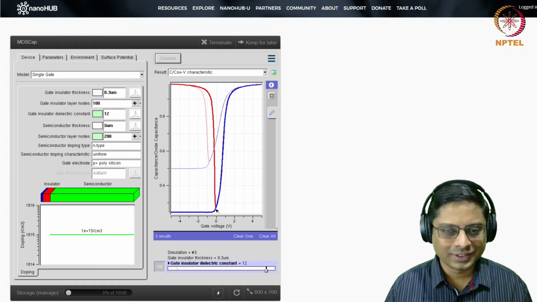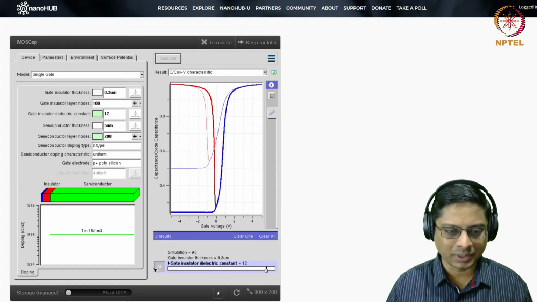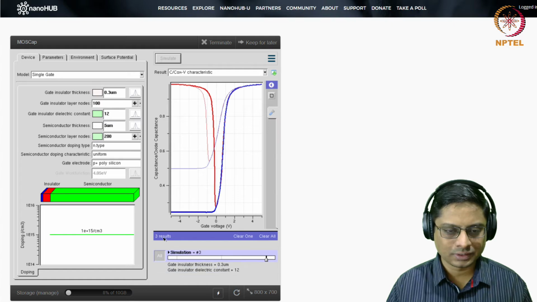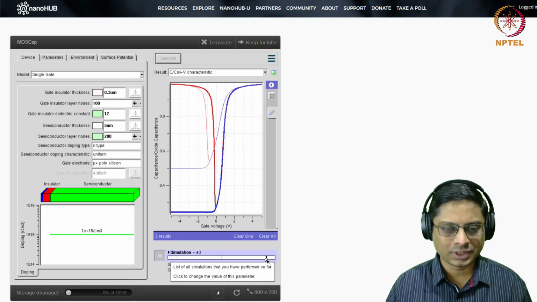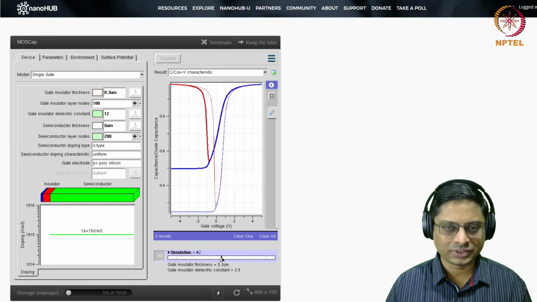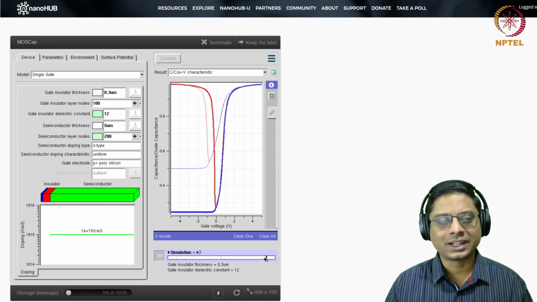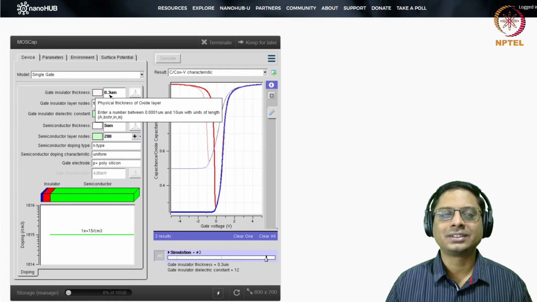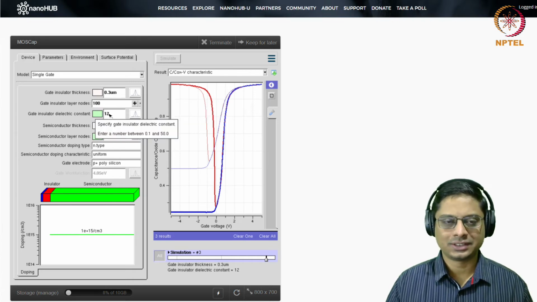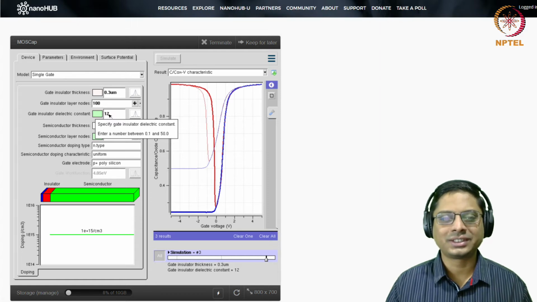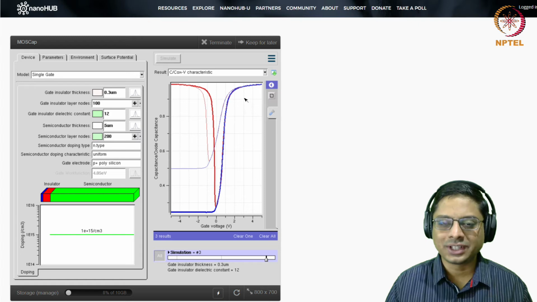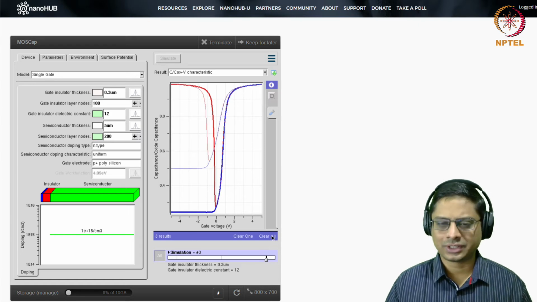Oh, interesting. You see here, let me go one by one. This is your third simulation with dielectric constant of 12, whereas the second simulation was this, with dielectric constant of 3.9. But if you go back to the first case, it's again back here. So essentially what this tells us is I can increase my oxide thickness if I'm simultaneously increasing my dielectric constant. This is the advantage of using a high-K dielectric. You can still retain the same capacitive control, right?